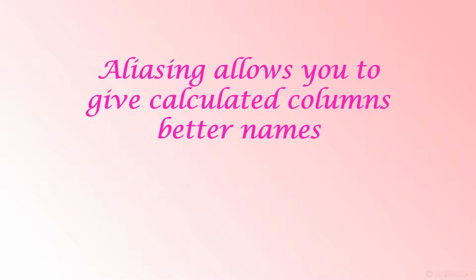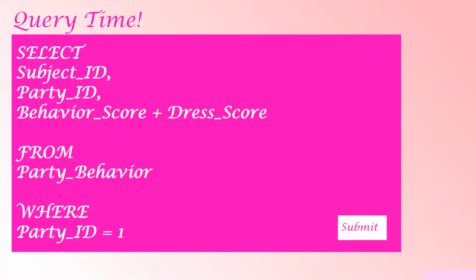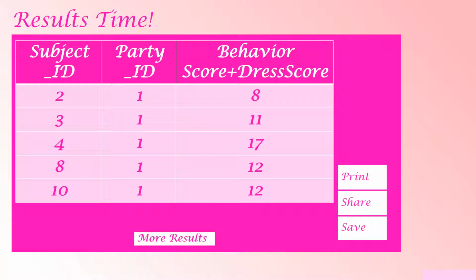Remember in the last lesson when we were making calculated columns, adding party scores and behavior scores? Well, the column names defaulted to the calculations, which is not necessarily that pretty. So a big plus in aliasing is that you can make better column names for calculated columns. Let's look at that query where we obtained dress score plus behavior score. The result set would look something like this. Notice the column heading is dress score plus behavior score. Kind of a clunky column heading, right?